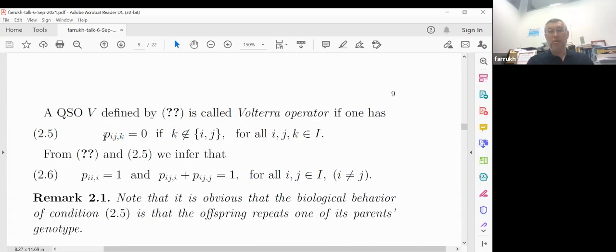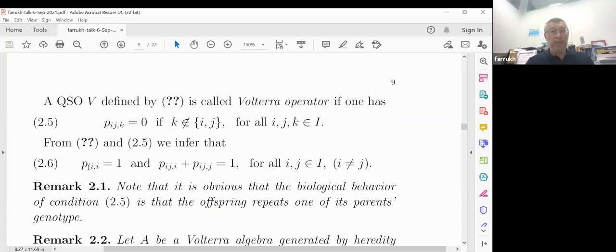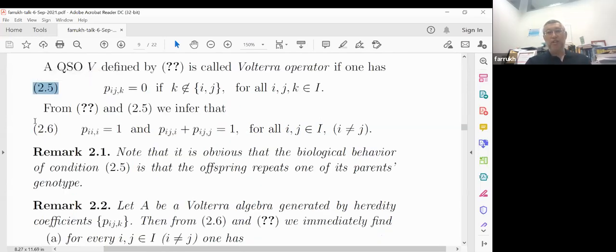So in this case, such an operator is called a Lotka-Volterra or Volterra type operator. Of course, from this property we can easily see that if the parents have the same type, surely the child also has the same type with 100%. This is the meaning. And from the property of probability, we have this one: Pij at i, and Pij at j, also you will have 100%. This comes from equation 5. Okay, so I again stress that the Lotka-Volterra operator is such an operator in which the offspring repeats only the parents' genotype. This is the meaning. Of course, in biology, these kinds of operators appear a lot.